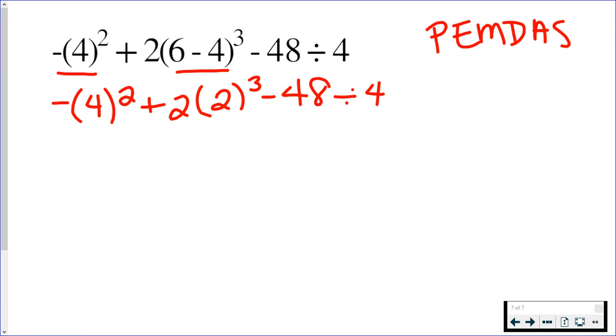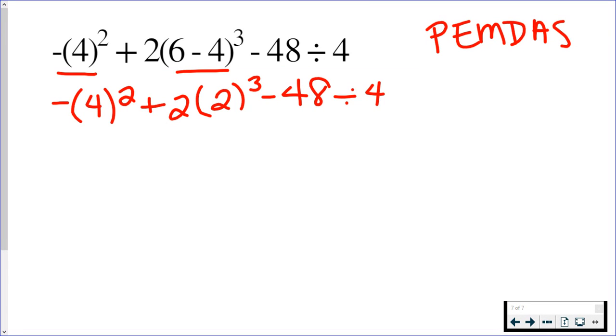I would recommend doing this one step at a time, writing all of your steps out so that you don't make any small mistakes. Now that you have completed parentheses, there's nothing else occurring inside of any parentheses. We're moving on to exponents.